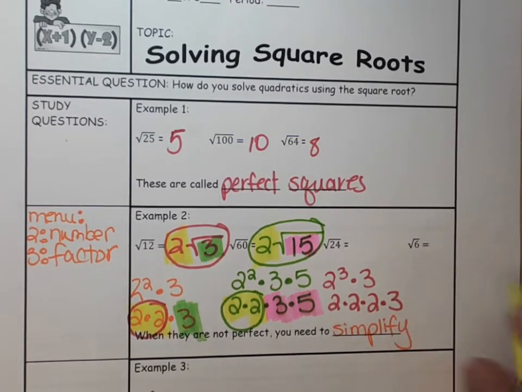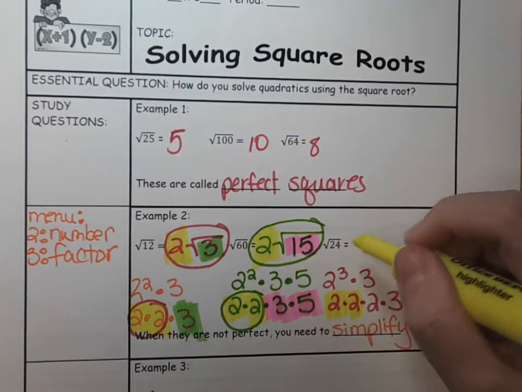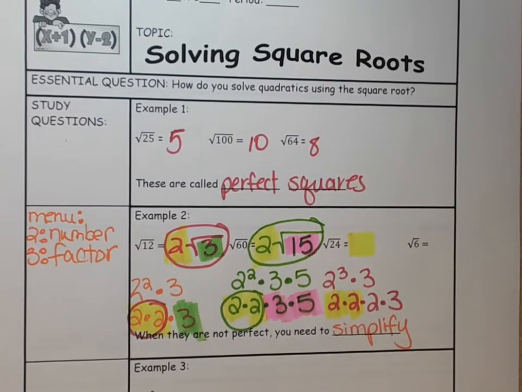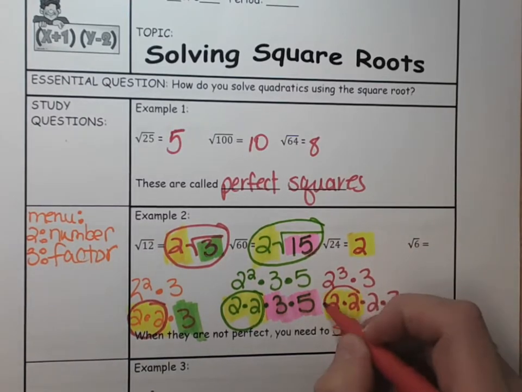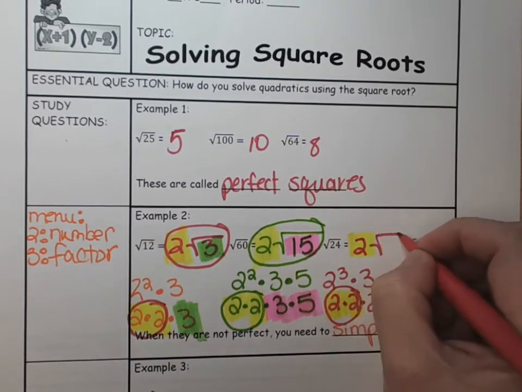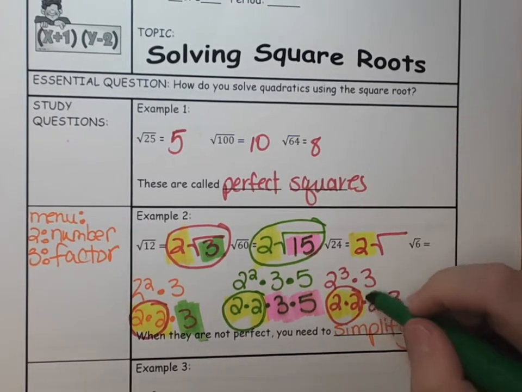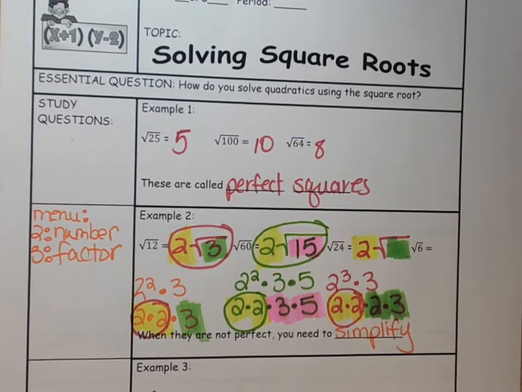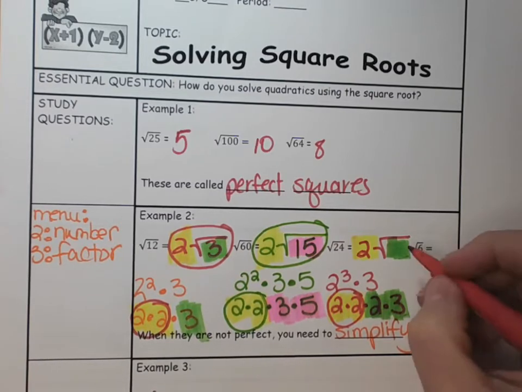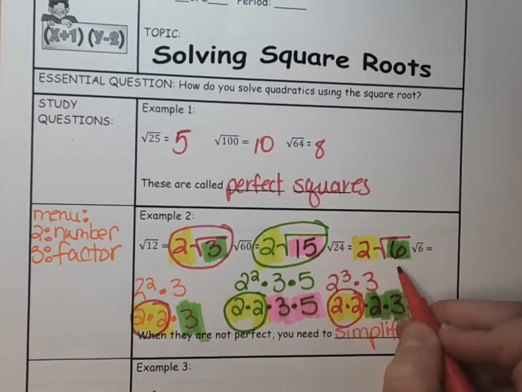Now this one's a little trickier. You've got 3 2's, but we only have one pair of 2's. So the pair is what goes out to the party. Not all the 2's, only the pair goes out to the party. And who's left is my 2 and my 3. Now remember, just like the last one, we have to simplify that. And 2 times 3 is 6. So my answer here for 24 is 2 square root of 6.